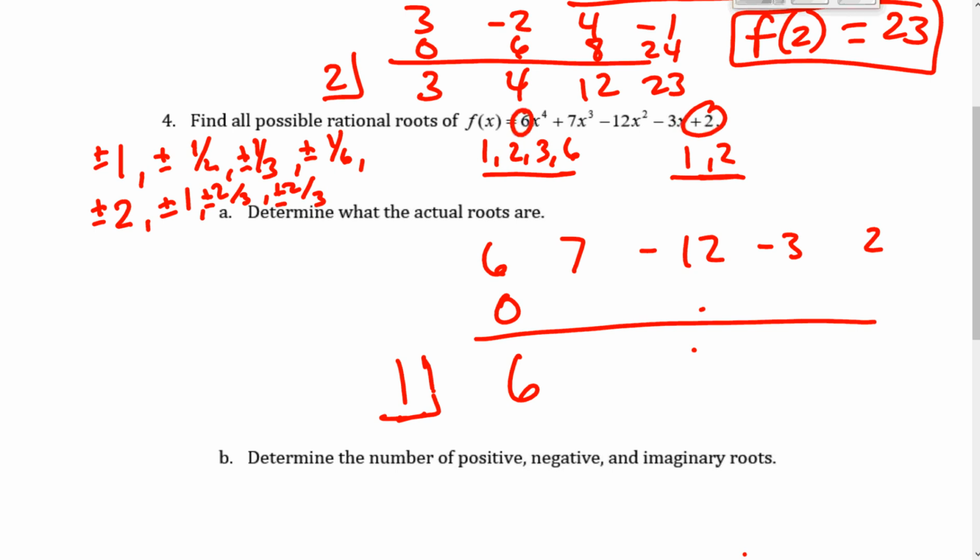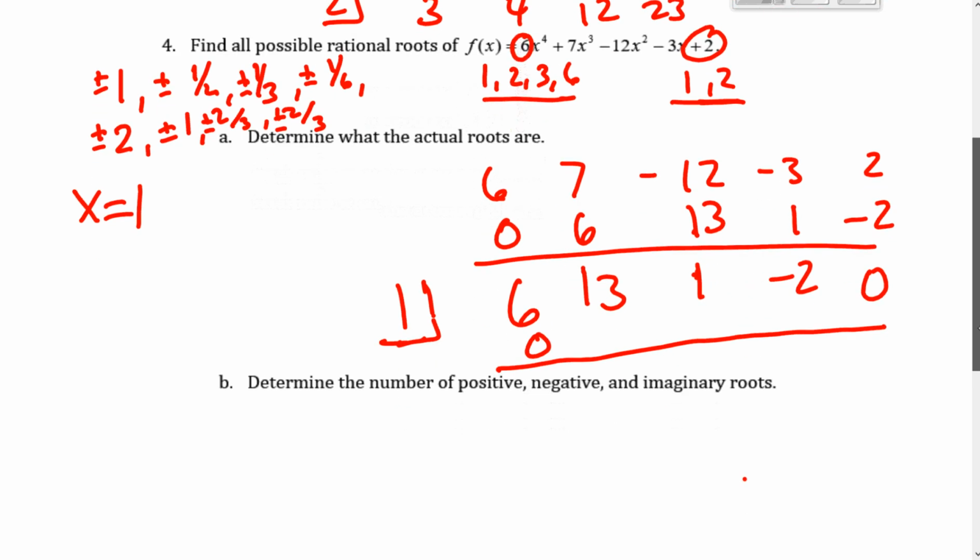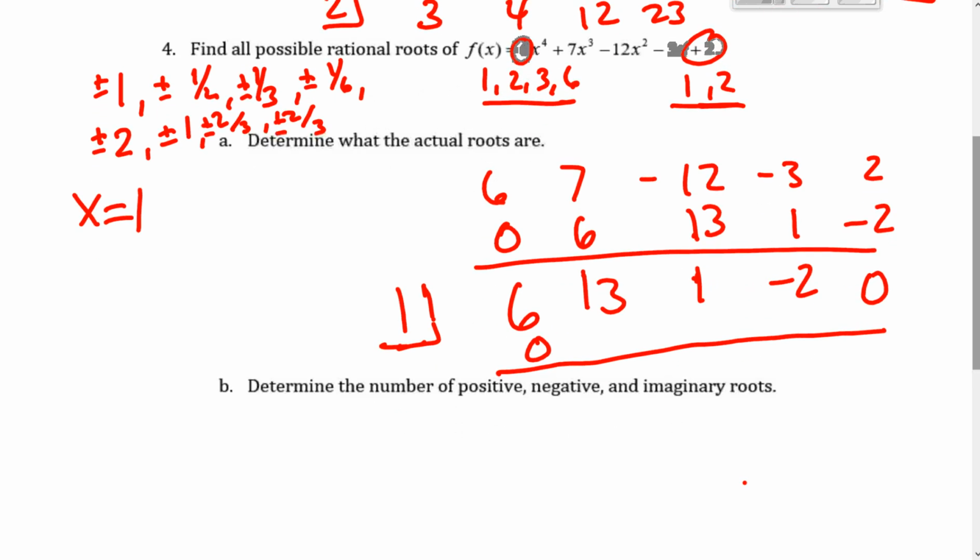Let's go through this. Alright, so let's run through 1 again. 1, 6, 13, 13, 1, 1, -2, -2, and 0. So 1 did work. So x equals 1 is a solution. Okay, and now I can continue on. I kind of need more room here, but that's okay. I'll just put a 0 right here. And I can try 1 again. Maybe 1 will work, but it's probably not. I think 1/2 will work, though. Or maybe even -2. -2 might work.